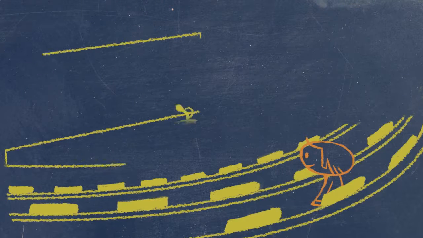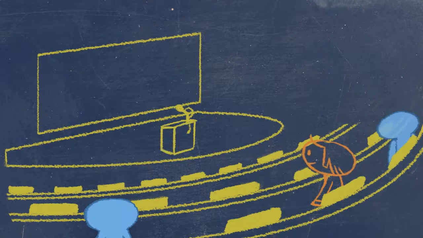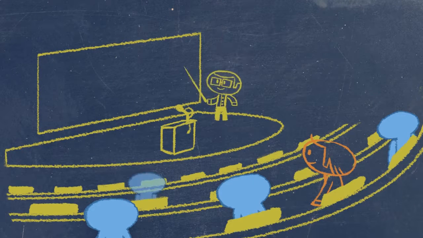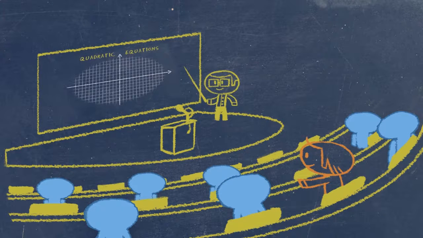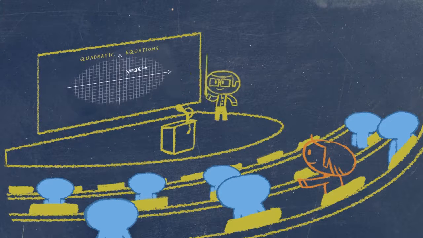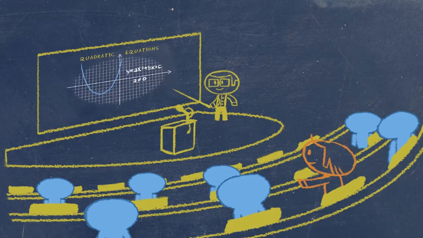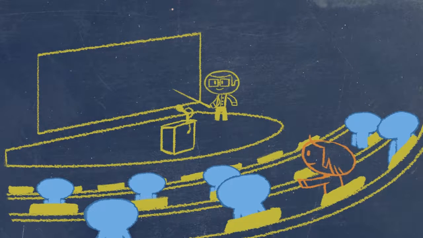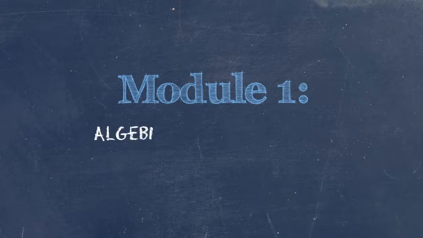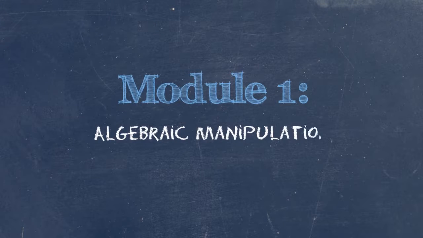So, you're preparing to take math at university. You may be facing large classes, fast-paced lectures, increased emphasis on understanding and not just memorizing rules, and you're also required to think more critically. At university, you'll be required to develop mathematical thinking and understanding. In Module Number 1, we focus on algebraic manipulations.